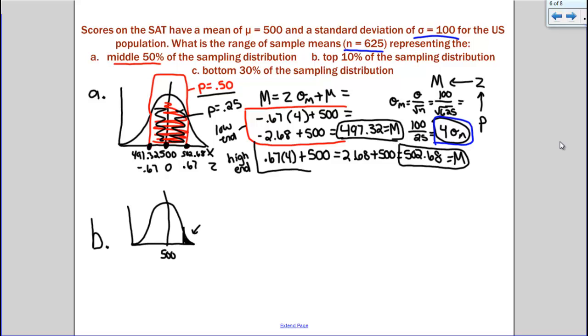So I need to find the z-score that corresponds to p equals 0.10 in the tail. I could also look for p equals, so what's left, 0.90 in the body. Either way you go, you're going to get the same exact z-score. So let's go ahead and look at our table and see what we find.